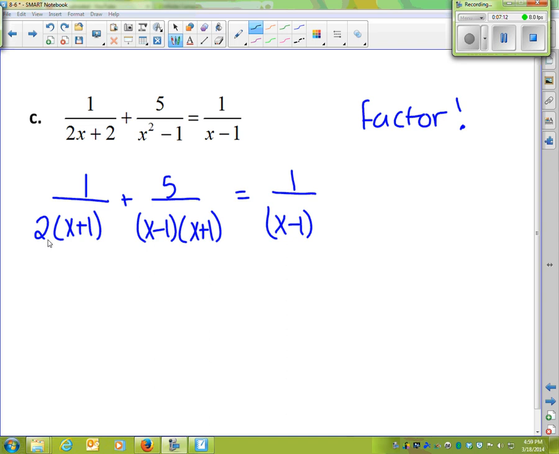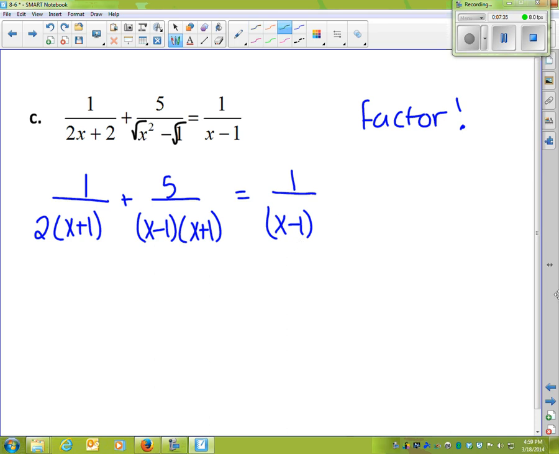So I pulled out the 2, leaving me with x plus 1 as my binomial. I took the difference of squares. The square root of 1 is 1. Make 1 a minus and one of the groups a plus. And then on the right side, x minus 1 could not factor.